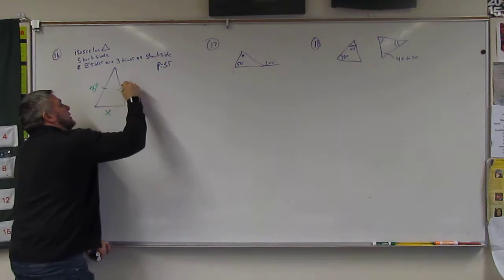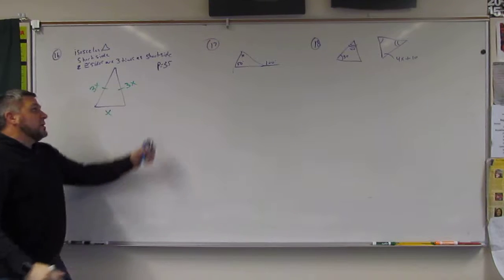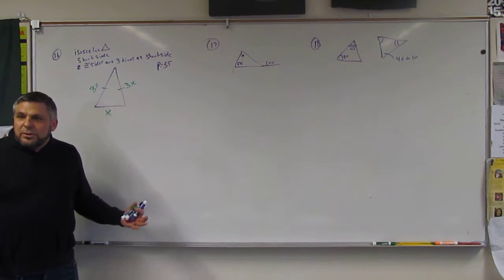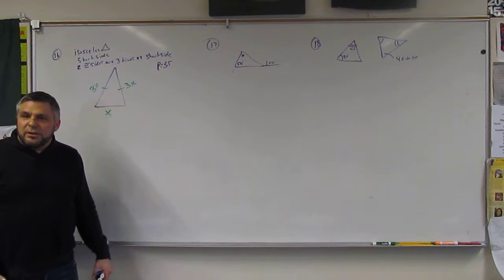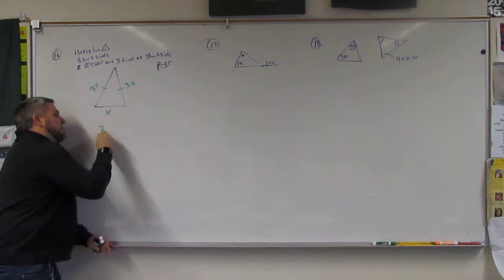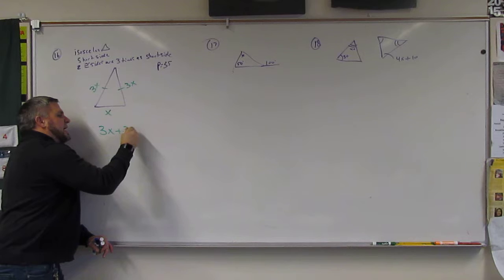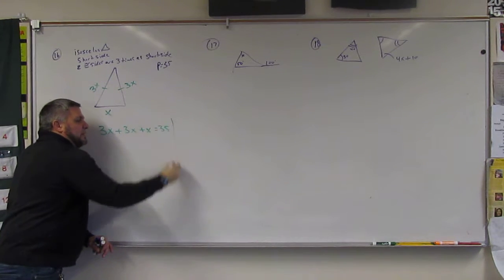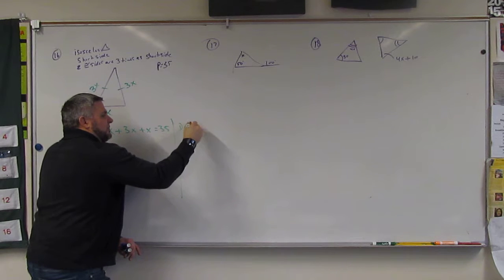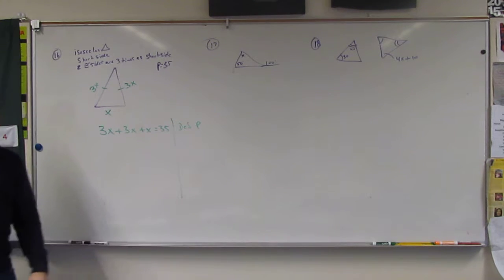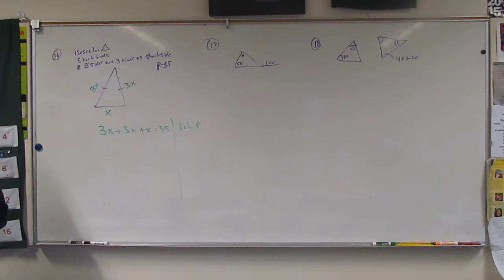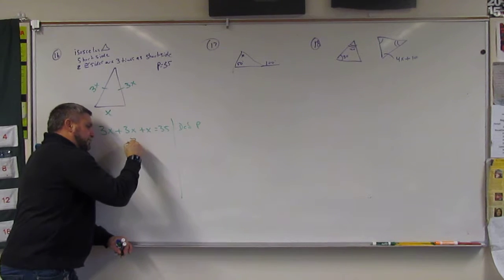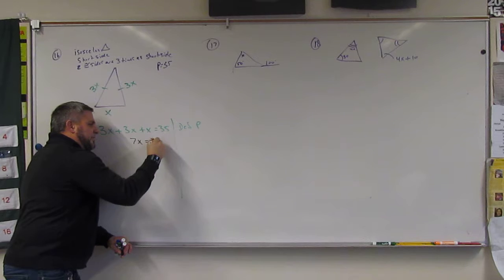Now the perimeter is 35. How do we know what the perimeter is? What do you do to find the perimeter? Add all the sides together. So that means 3x plus 3x plus x equals 35, right? Definition of perimeter. So what is 3 plus 3 plus 1? 7x equals 35, right?